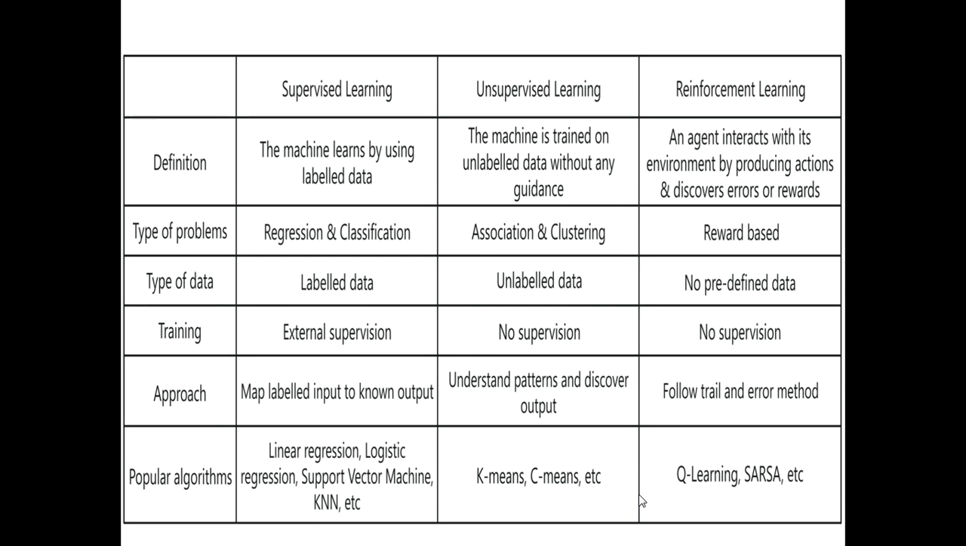If we go to the definition of supervised learning, it is basically a kind of learning in which the machines learn by using labeled data. What is labeled data? It means we have some predefined training set. We first train the machine according to that training set, and then we apply that learning of the machine to actual data.